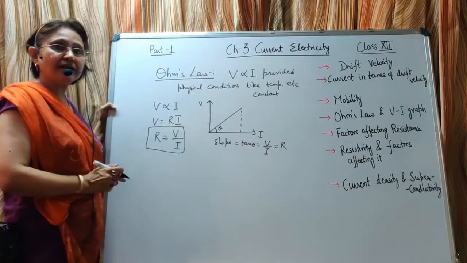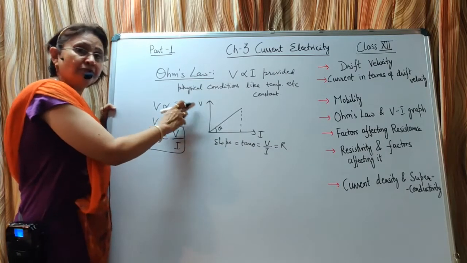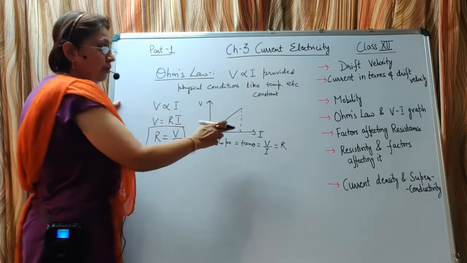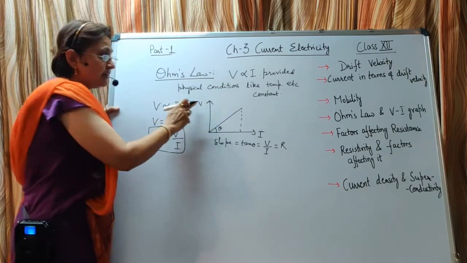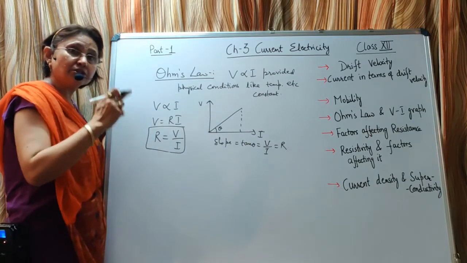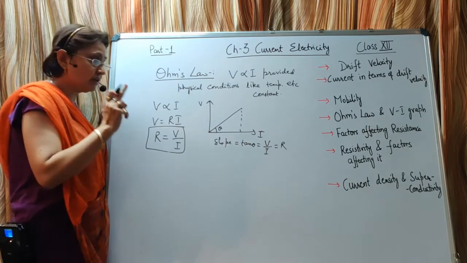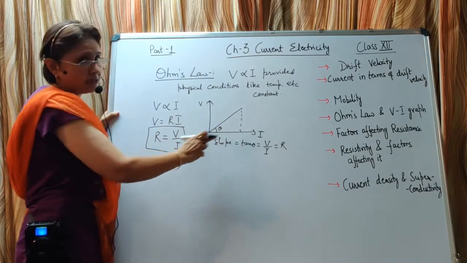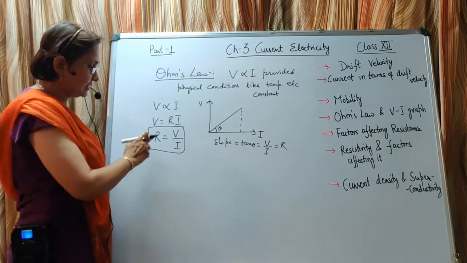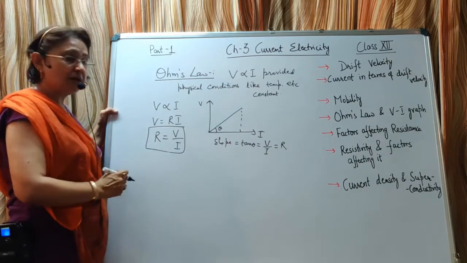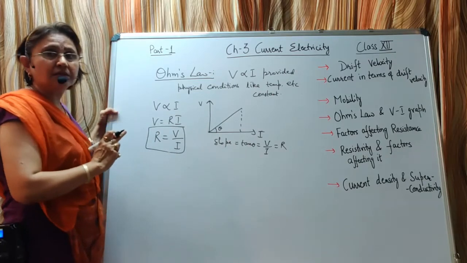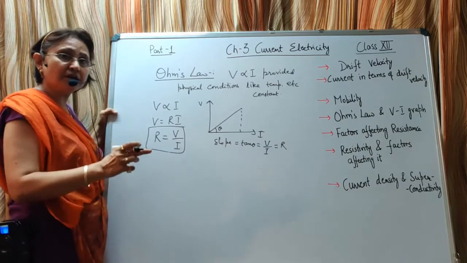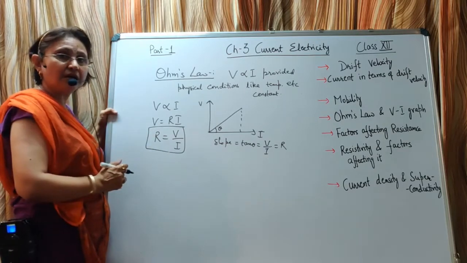So the slope of the line gives the resistance provided V is taken along the y axis and I is taken along the x axis. If I is taken along the y axis and V is taken along the x axis, then the slope will give 1 upon resistance, the reciprocal of the resistance. The resistance is V upon I, and for a given conductor, the resistance will remain constant for a given length and cross-sectional area.